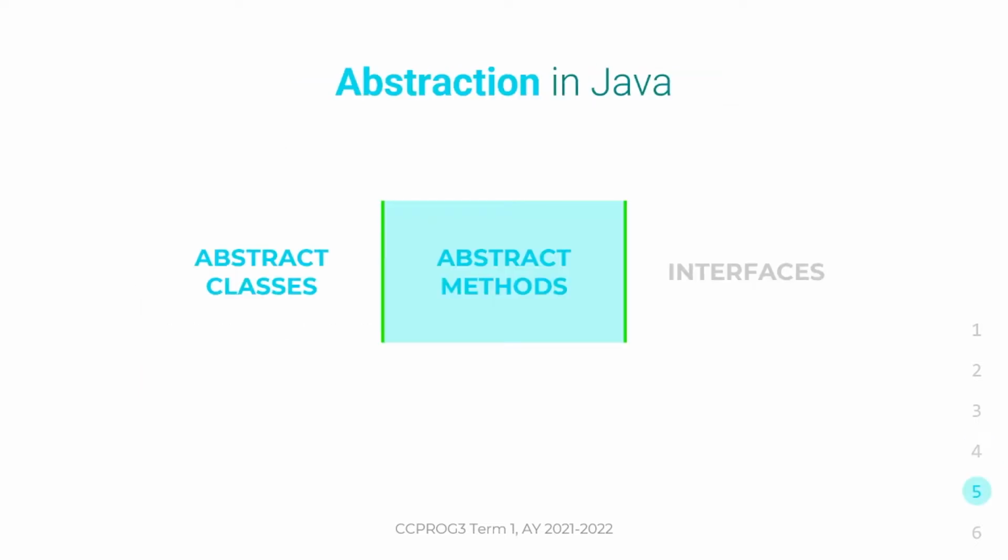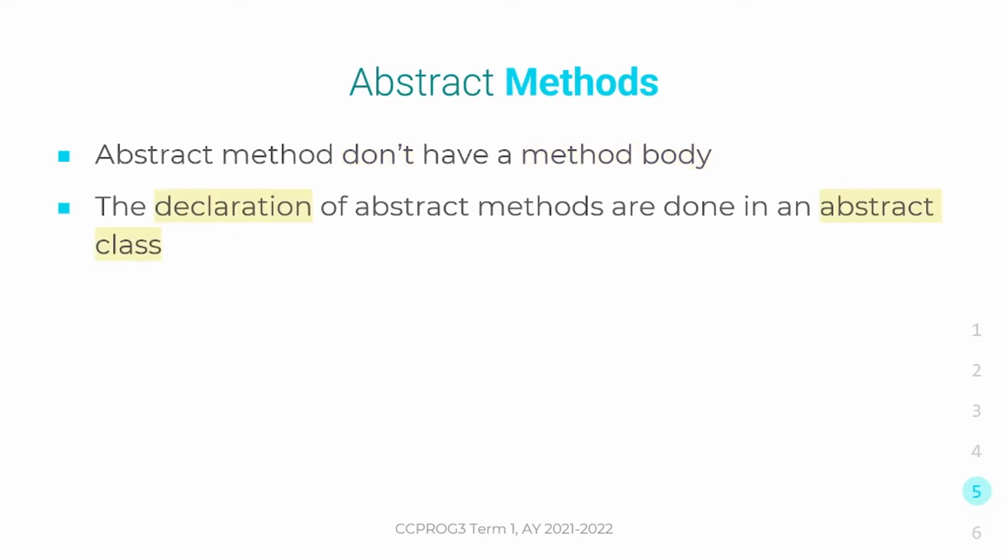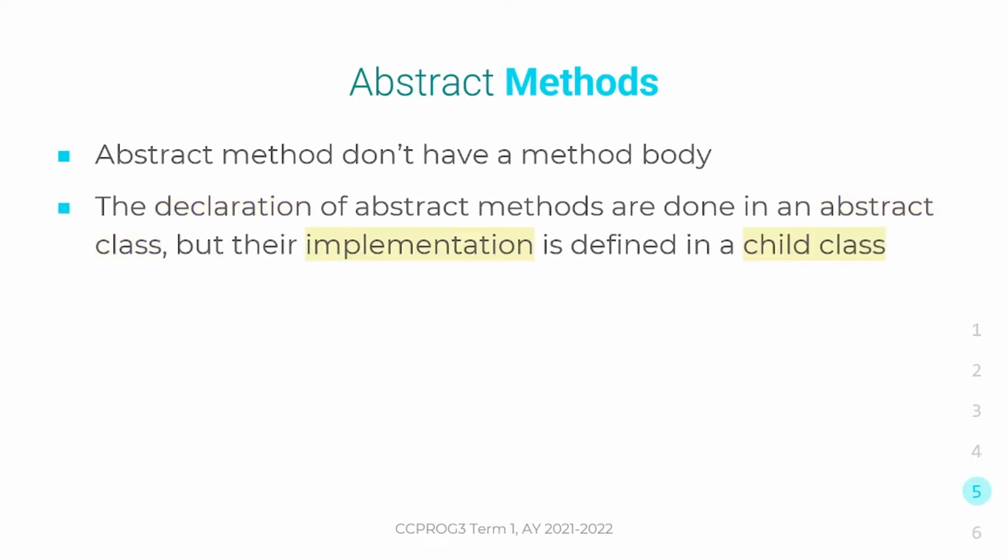Abstract methods don't have a method body, and the declaration of abstract methods is done in the abstract class. Declaration, what does that mean? The declaration means kung saan mo sinasabi kung ano yung pangalan. Yun yung declaring. You probably already know or are familiar with that concept. But the implementation is in the child. So nilagay mo yung pangalan ng method doon sa actual abstract class, but the implementation, you will do it in the child.